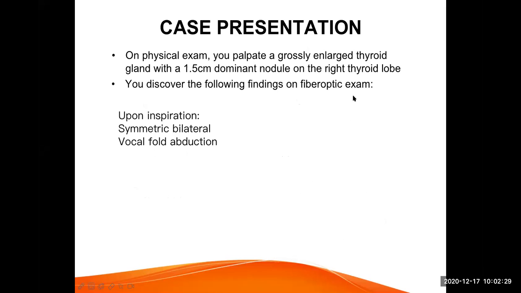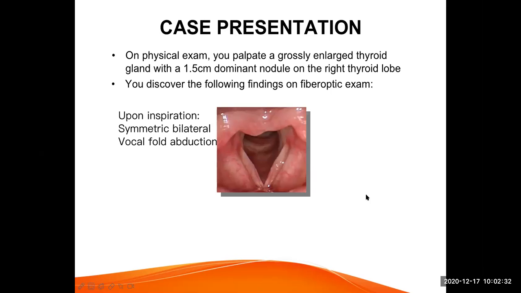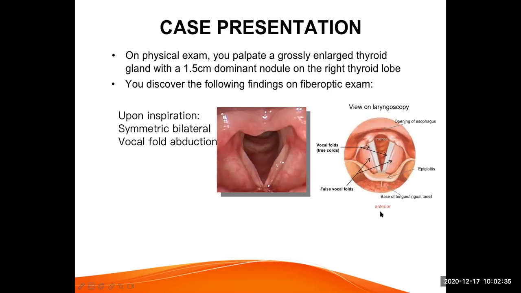Now you discover the following findings on fiberoptic exam. All of you, please pay attention. This is a bit of ENT actually. This is the view of the larynx, and this is the picture from the same patient. But before that, I want you to concentrate on the next picture. This is how we see the larynx on laryngoscopic view. These two white cord-like bands are the vocal cords. This is the anterior part and this is the posterior part. This is the base of the tongue.